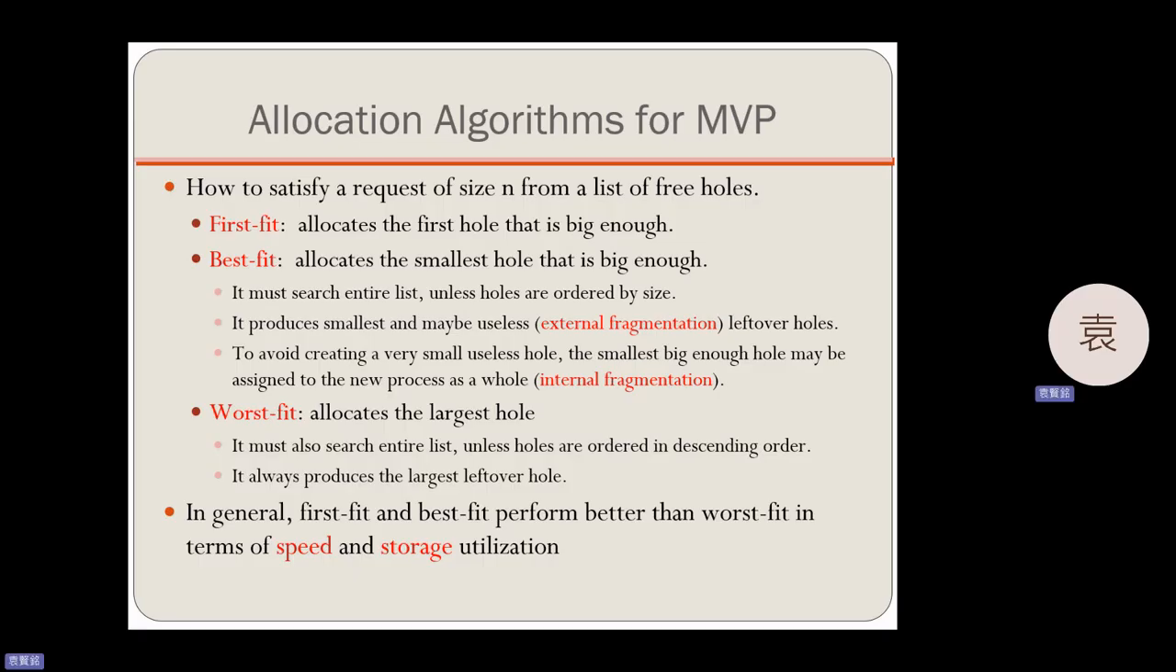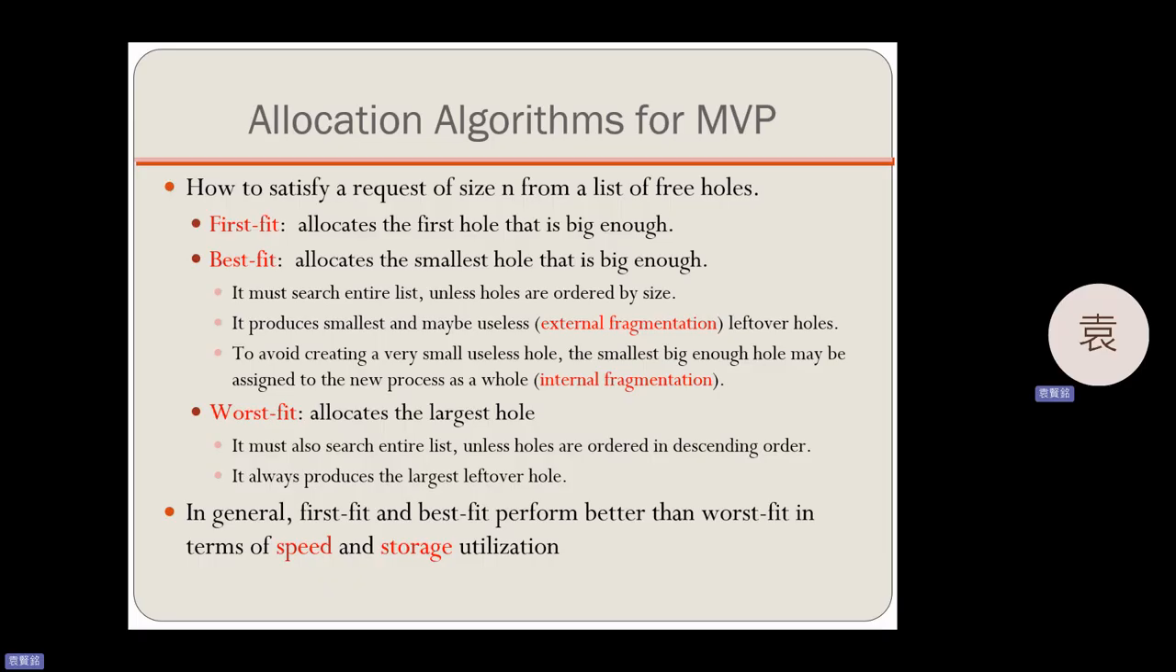To avoid creating a very small useless hole, the smallest hole may be assigned to the new process as a whole. Instead of partitioning the free partition into 2 pieces, one occupied and a very small one as a free partition, we just assign the whole free partition to this new process. So we do not keep track of those leftover small holes.